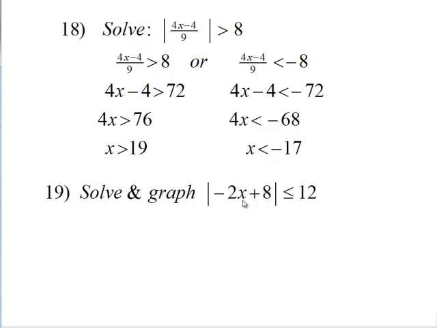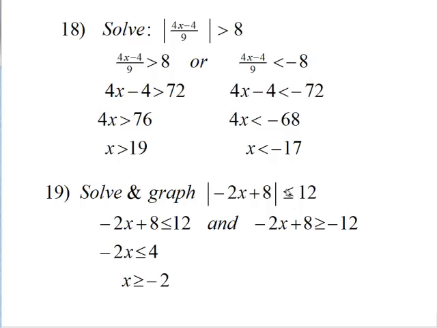And the final one, you leave the 2x plus 8, subtract 8, makes 2x is less than 4, divide by negative 2, and you get x is greater than or equal to negative 2. Then we're going to, again, flip the inequality, so it's greater than negative 12. Subtract 8 gives you negative 20. Divide by negative 2 gives you x is less than 10. Again, I divided, so it makes it less than.